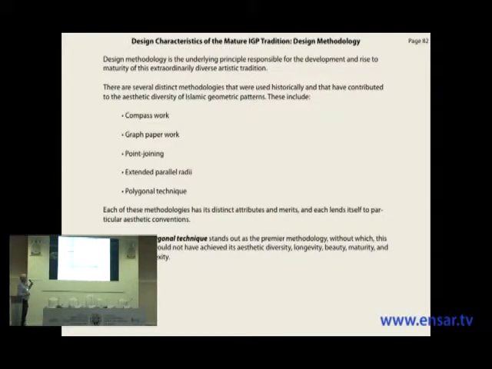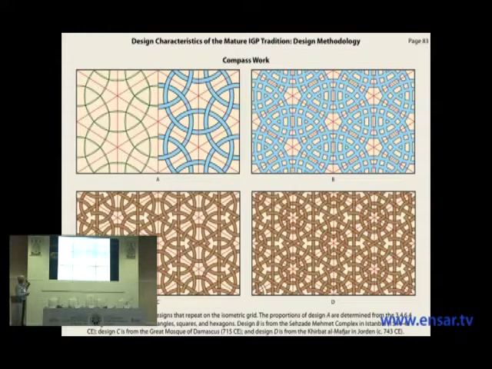And then I'm going to now talk about another key feature of the mature style, and that is methodology. And there are a number of different methodological approaches to making patterns. And I've listed them here: the compass work, graph paper work, point joining, extended parallel radii, and the polygonal technique. And so compass work kind of speaks for itself.